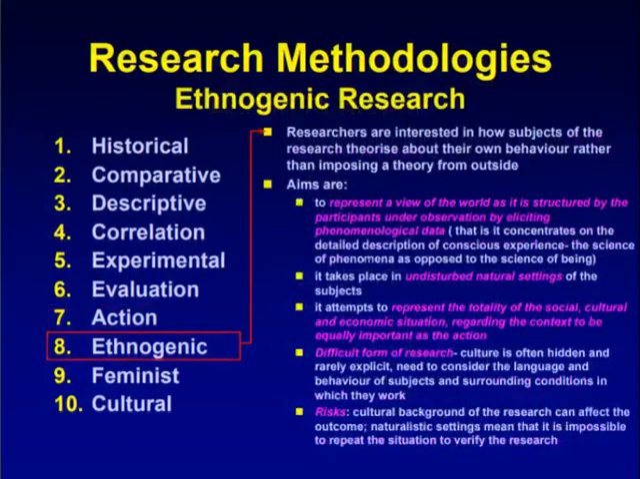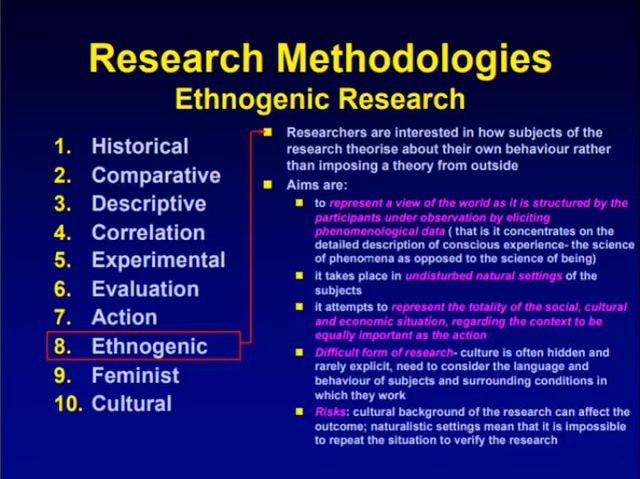In ethnogenic research methodology, researchers are interested in how subjects of the research theorize about their own behavior rather than imposing a theory from outside. Aims are to represent a view of the world as it is structured by the participants under observation by eliciting phenomenological data, that is, it concentrates on the detailed description of conscious experience, the science of phenomena as opposed to the science of being. It takes place in undisturbed natural settings of the subjects.